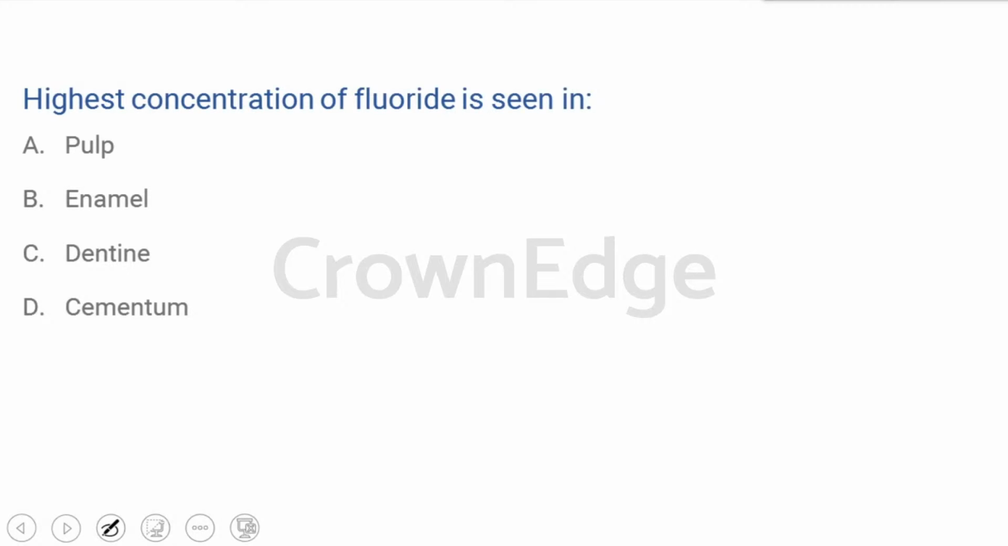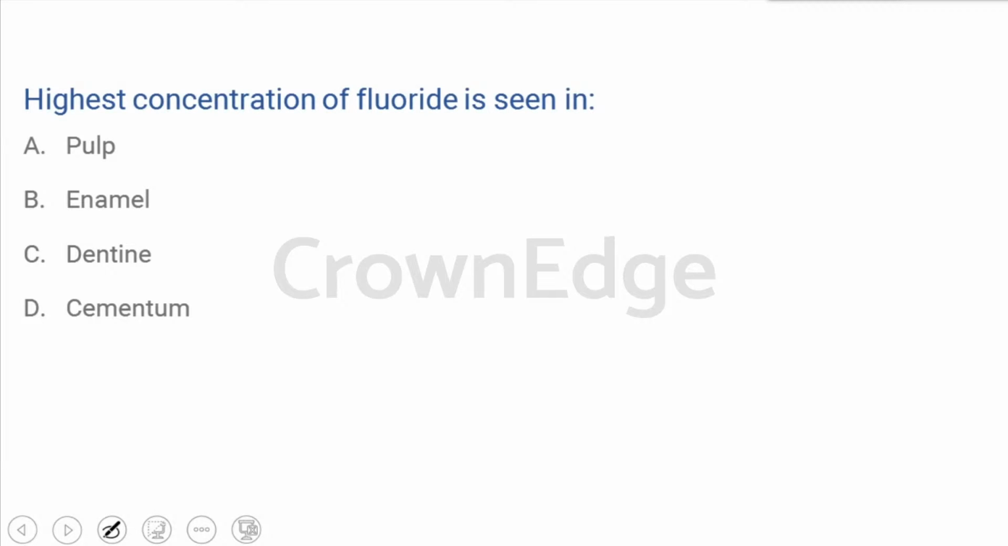We all know that enamel is the outermost layer, and that is what is more prone to decay. And since fluoride is anti-cariogenic in nature, most commonly we would go and pick option B, which is enamel. Here it's the wrong answer. It is cementum which shows the highest concentration of fluoride. So your correct answer for this particular question is going to be option D.